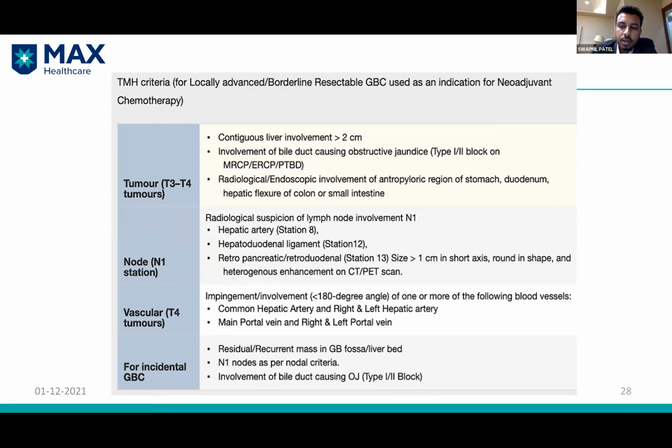This is what our data has shown, when we divided the patients based on what is called the TMH criteria, where even those patients having locoregional lymph nodes were classified as locally advanced, and the patients who were operated after neoadjuvant chemotherapy, when only the patients of locally advanced gallbladder cancer were evaluated. What we saw is that the patients operated after neoadjuvant chemotherapy did better survival-wise as compared to the ones operated upfront. So are we talking about the whole cohort, or the patients who were operated? The patients who underwent surgery.